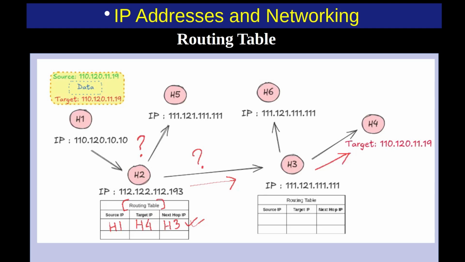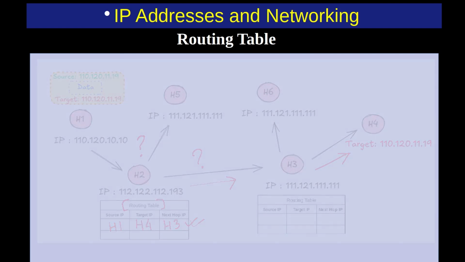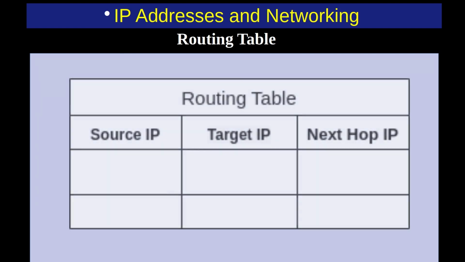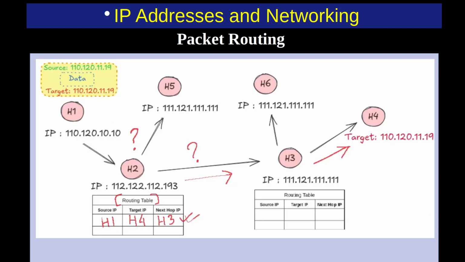Let's look at the structure of a routing table. A routing table will have a mapping for every target IP address and the next hop IP address that the packet needs to be sent to so that it reaches its destination. Now, when H2 receives a packet, it looks for the target IP address and finds the corresponding next hop from the routing table. In this case, it's H3 and not H5. And so the packet is sent to H3.